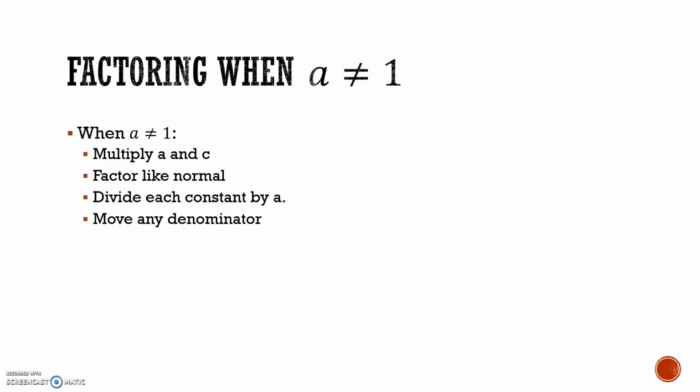So if a is not equal to 1, there are several methods that you can use to do this, but the method we're going to use is this. You're going to multiply your a and your c term. So a is the number in front of x squared, c is the constant at the end. Factor that like normal, but then at the end we're going to divide each constant by that a, and then move any denominator. This may not make a lot of sense right now out of context, but I'm hoping by the time we're done with these examples that you will say, oh, it does make sense.